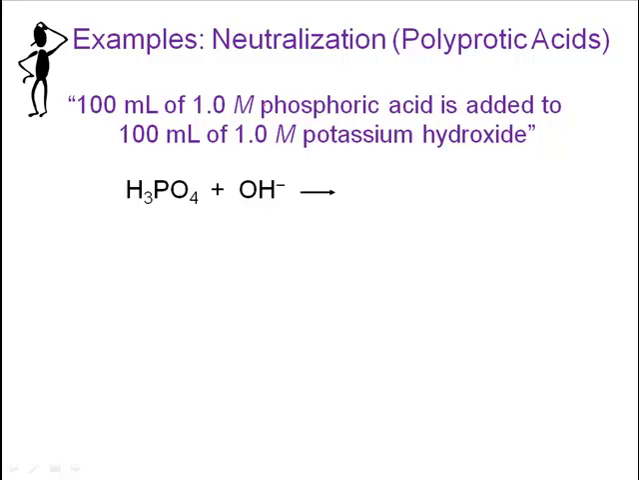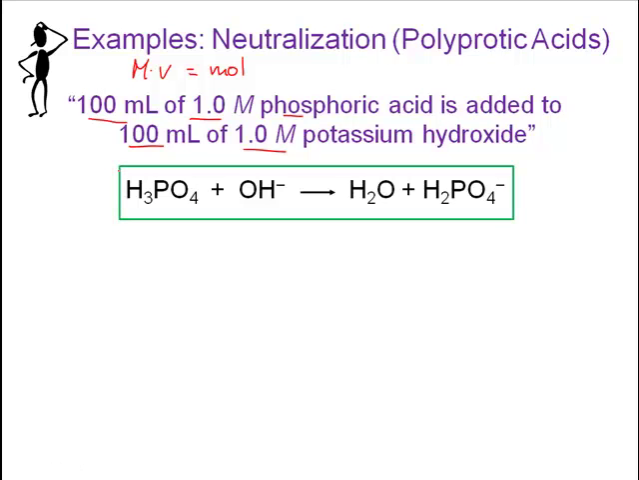Now, the next thing to look at are the numbers we have here. So it's 100 milliliters of 1 molar, 100 milliliters of 1 molar. You have the same molarity and the same volume. So if you take molarity times volume, that gives you moles. So you have the same moles of phosphoric acid as you have of potassium hydroxide. So it's going to be a 1-to-1 ratio. But phosphoric acid has how many H's? 3 H's. So if you add them together in an equal amount, it only removes one of the H's, giving H2PO4-, and that proton goes to the OH, to the water.